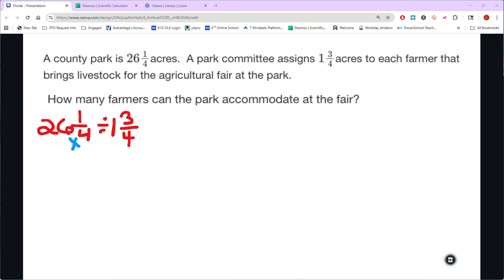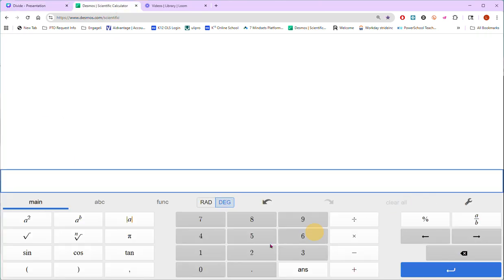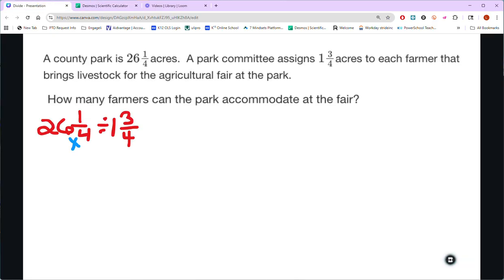So 4 times 26, and I get 104. And then I'm going to add that to the numerator for 105. So 105 over, and then I keep this denominator of 4. I'm going to change the division sign to a multiplication sign.